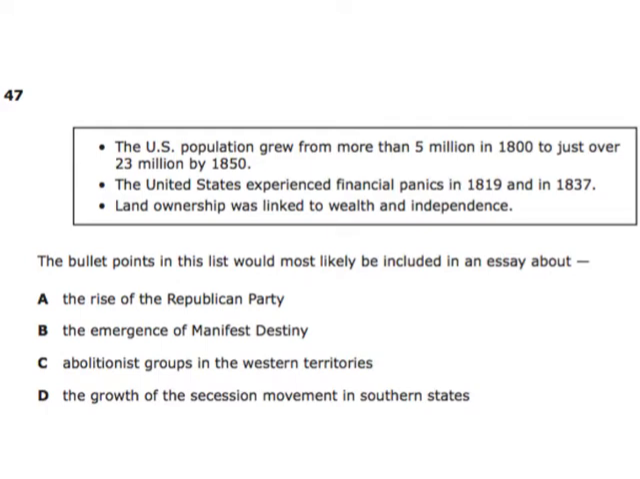The bullet points in this list would most likely be included in an essay about the emergence of manifest destiny. Think about it. It's talking about us growing from sea to shining sea. This is talking about us expanding and growing, bigger population. And the more land you own, well, that means you're more independent and you're wealthier.